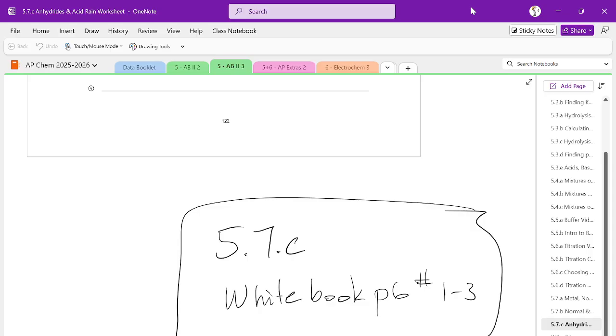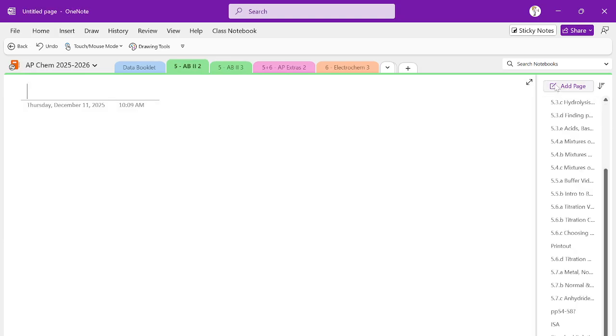What it means to buffer above or below? Okay, so we're going to use just the most straightforward kind of buffer possible, which is the equimolar buffer, where you've got the same moles of acid as base.